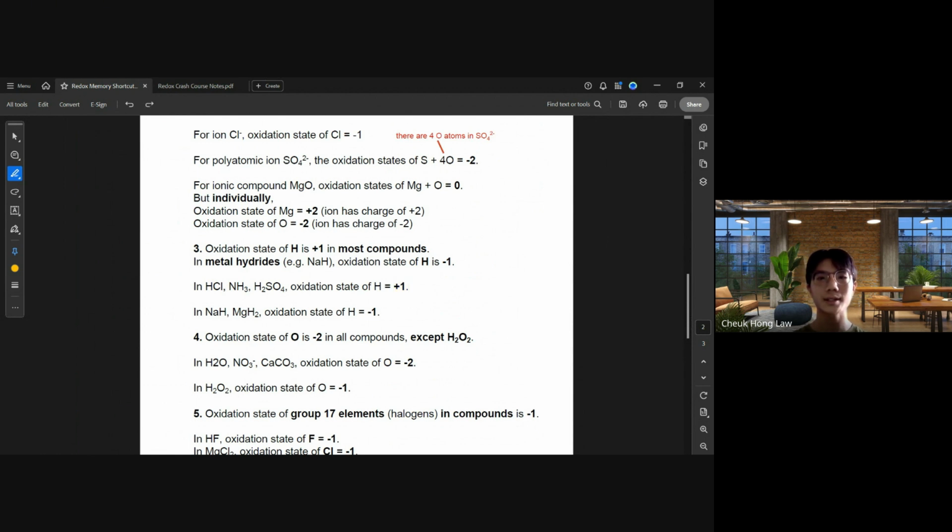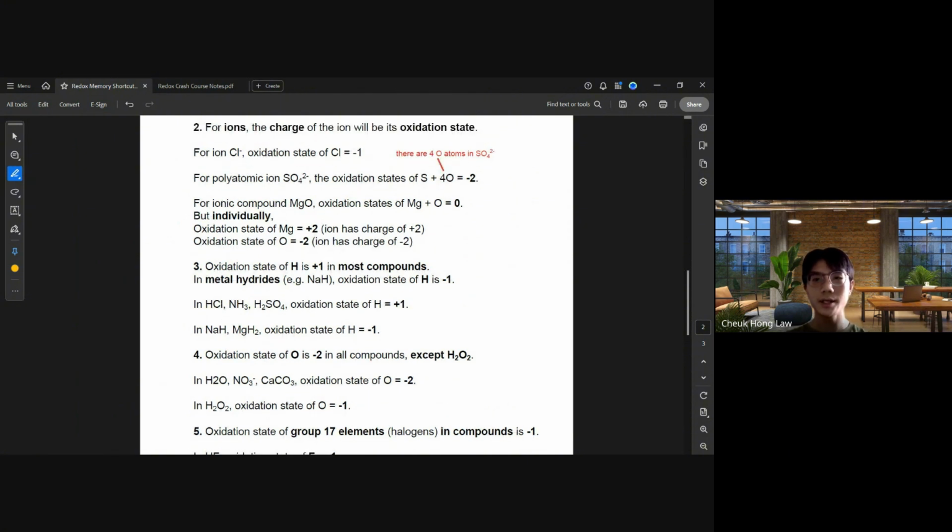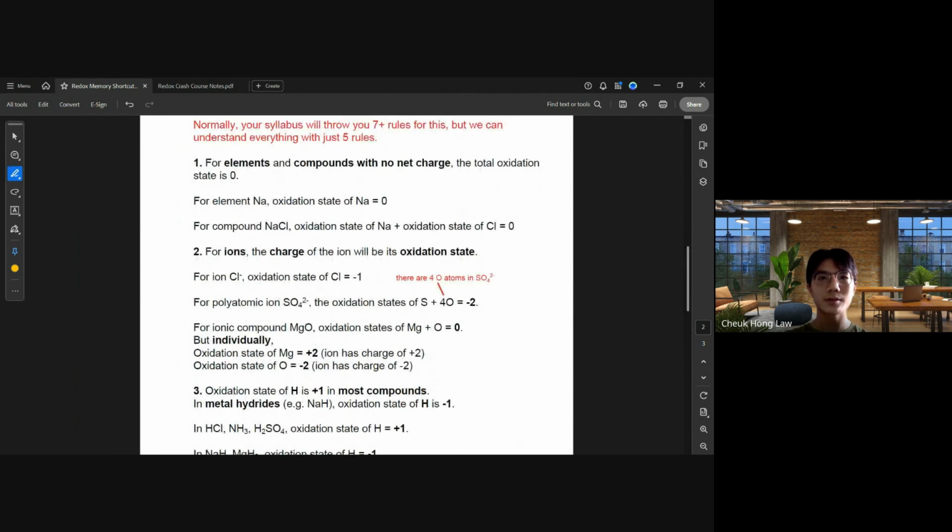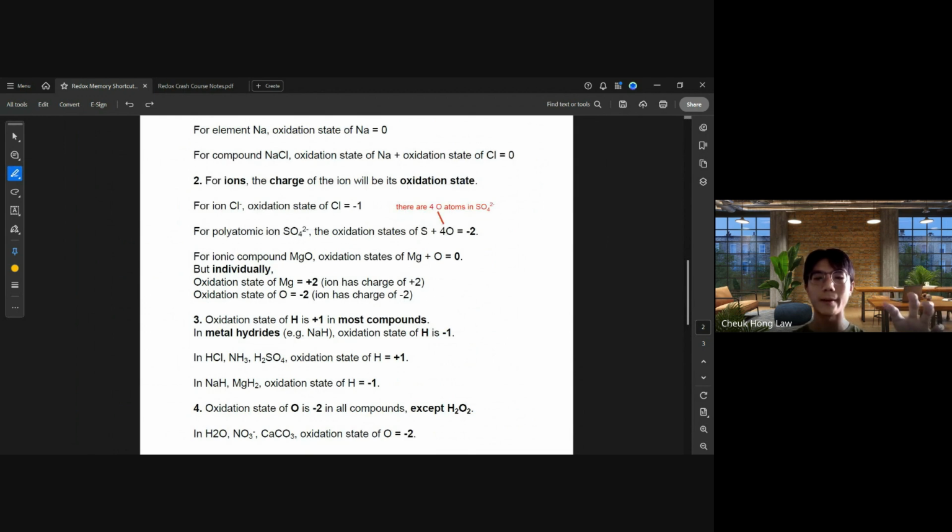So what are metal hydrides? Your sodium hydride, magnesium hydride. Basically, when hydrogen acts as a non-metal and forms an ionic compound with a metal, that is a metal hydride. The oxidation state of hydrogen in this case is -1. But in other cases, it will always be +1 as long as it's inside a compound. What about hydrogen individually? Remember, for elements individually, it will be 0. So only in compounds it will be +1 or -1.